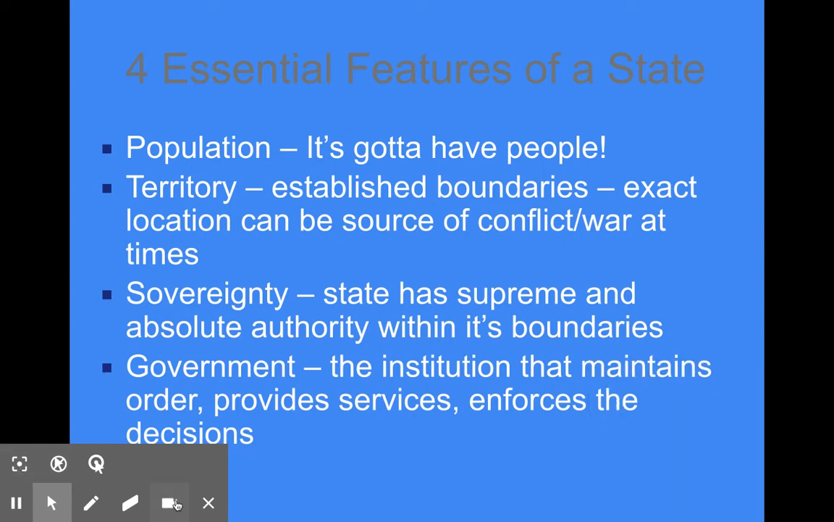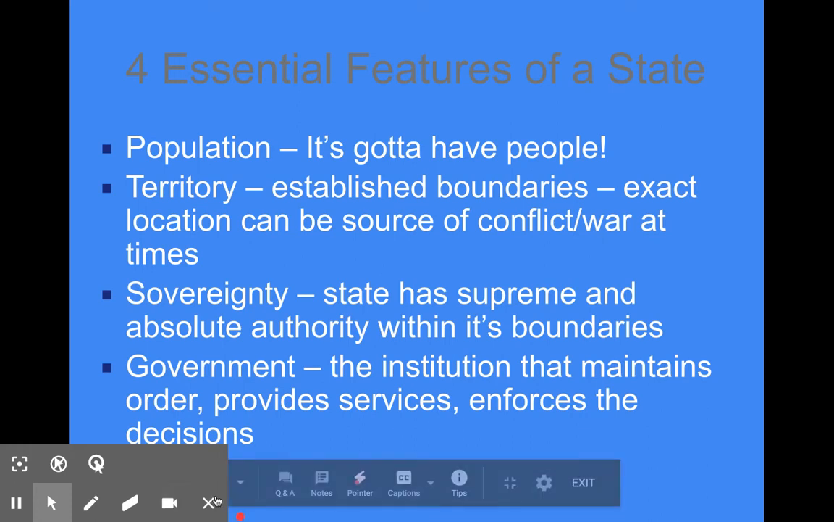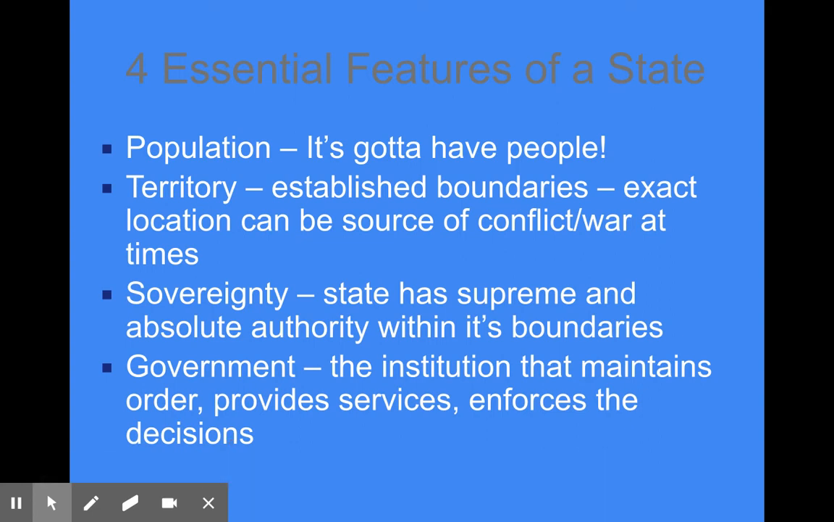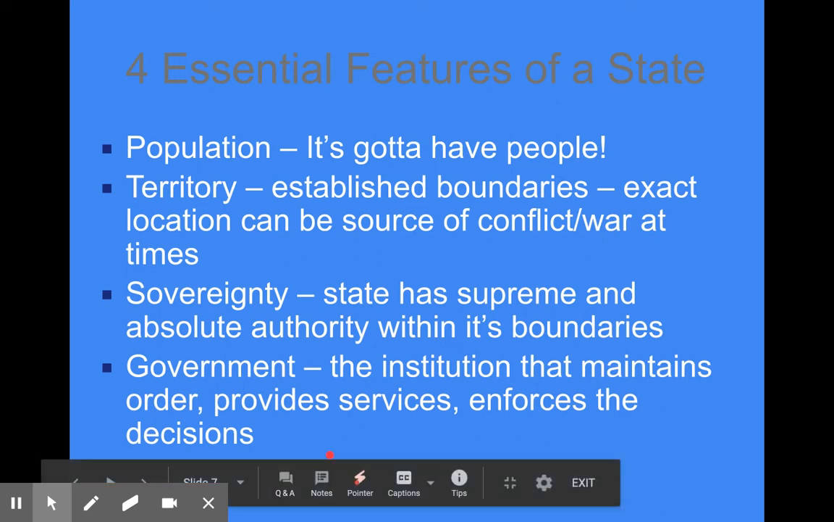Okay. And then lastly, there must be a government. There must be an institution that maintains order, provides services, enforces decisions. So the government has to exist. And once again, if there's no organized government and there's just some people living there, there's not really a state there.